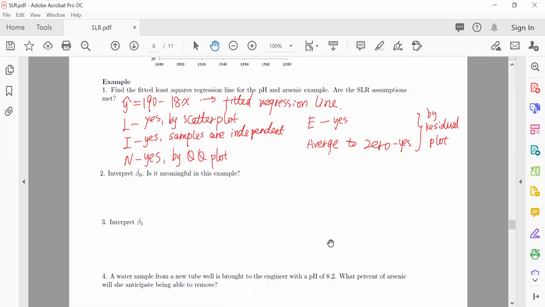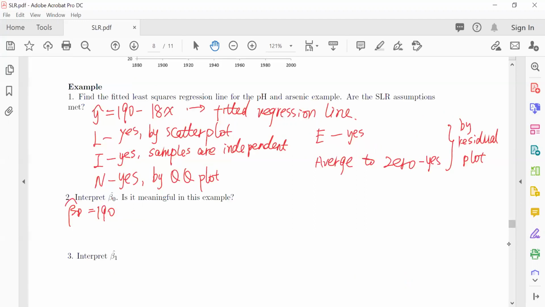So the second question: interpret beta zero hat. Beta zero hat is the intercept, right? That's 190 based on the output of StatCrunch. That means if your pH value is 0, then you would expect 190% of arsenic to be removed. This is how you should interpret it.